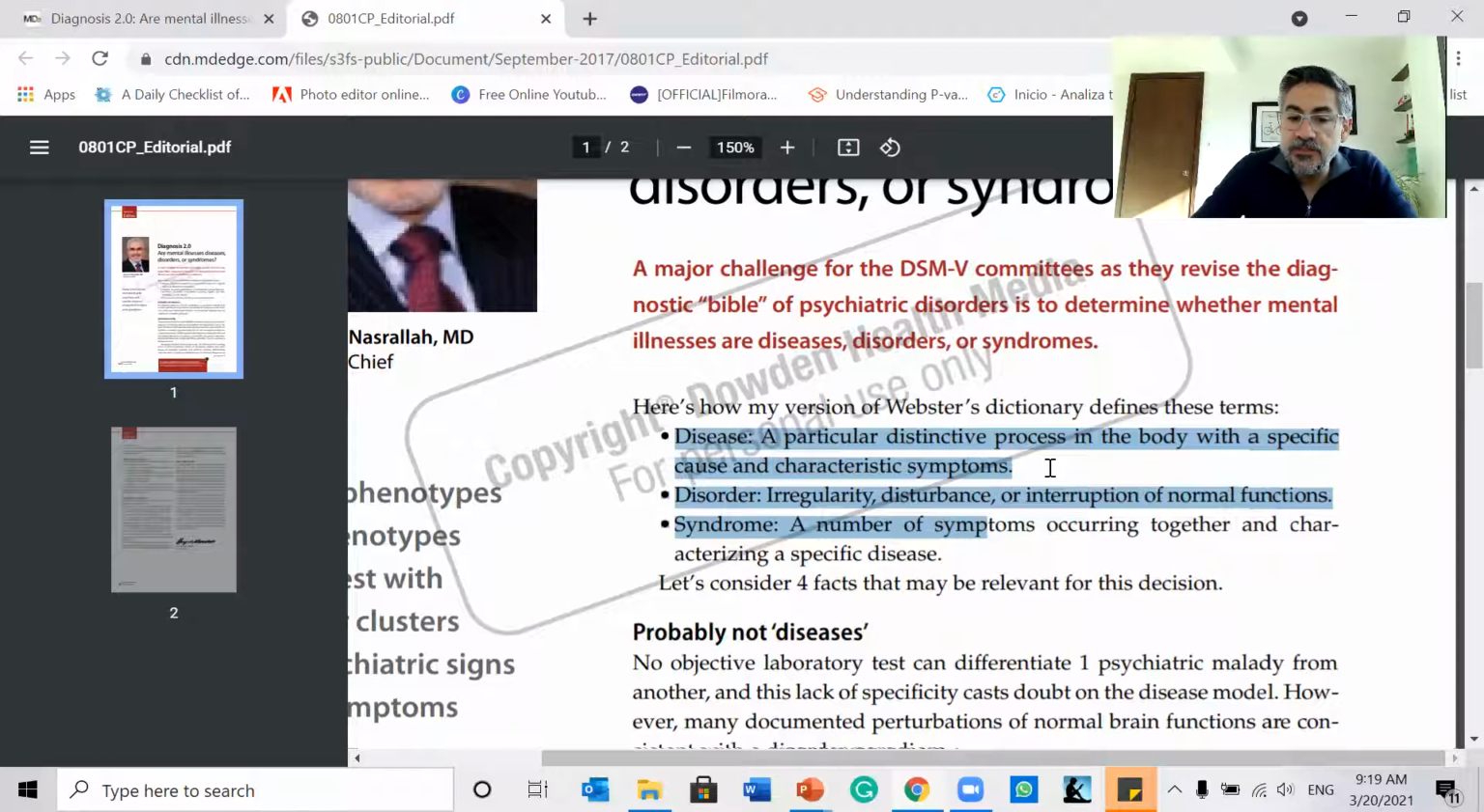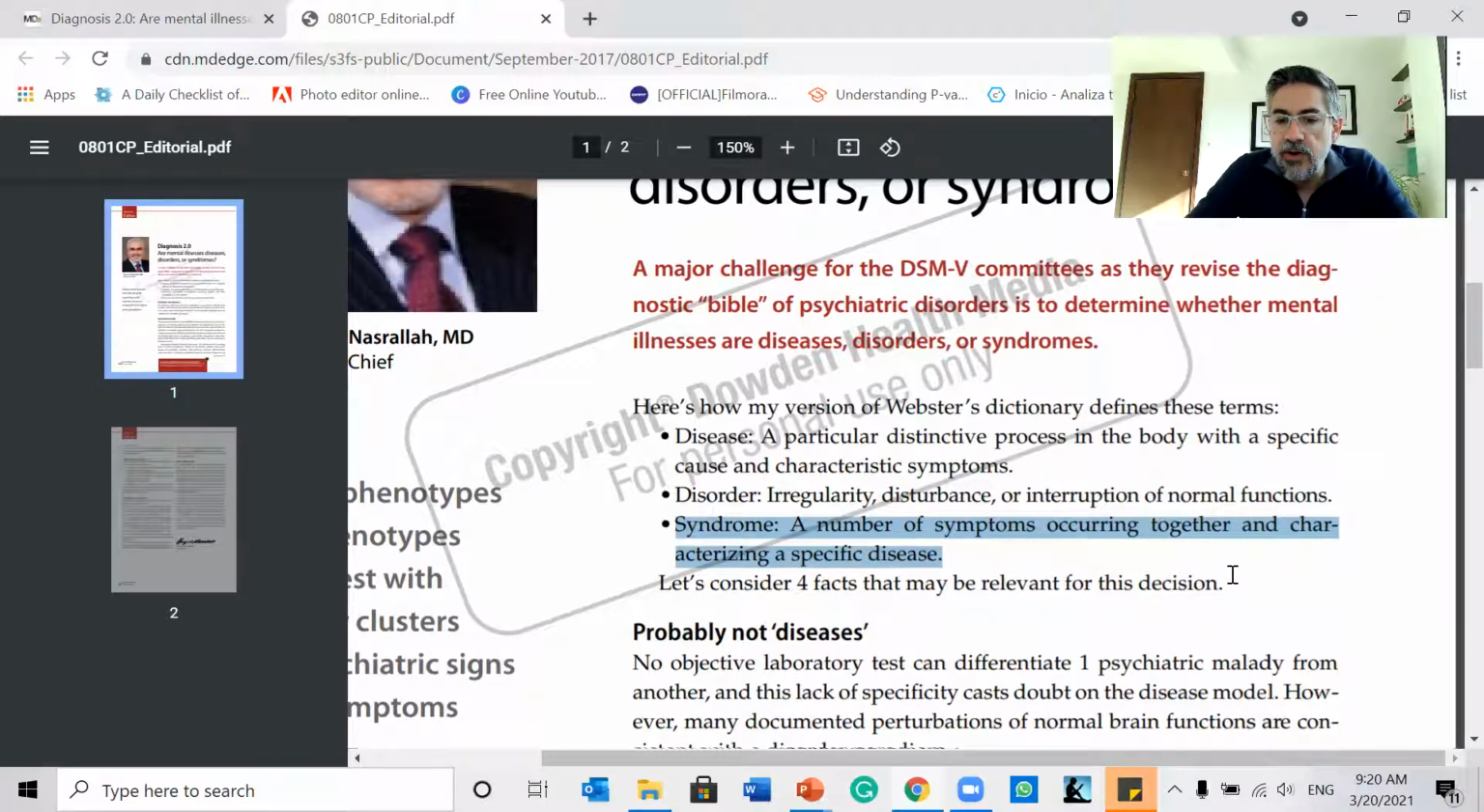Now, what is a syndrome? Well, a syndrome is a number of symptoms occurring together and characterizing a specific disease.